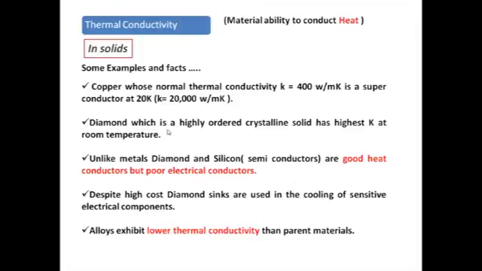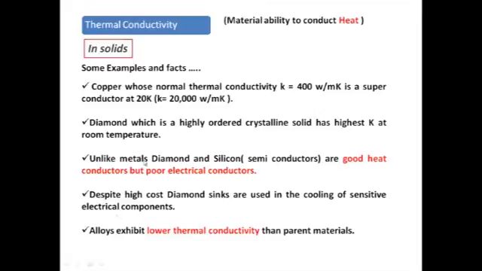Diamond, which is a highly ordered crystalline solid, has the highest thermal conductivity, around 2,300 watts per meter Kelvin at room temperature. Unlike metals, diamond and silicon are called semiconductors. They have good heat conductivity, but they are rated as poor electrical conductors. That is the reason why, despite its high cost, diamond heat sinks are used for cooling sensitive electronic components.